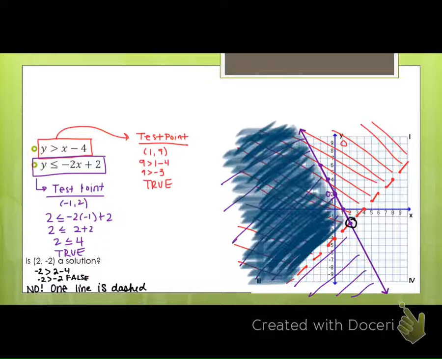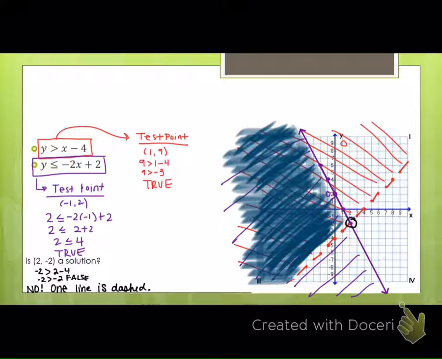And if we have a dashed line, that is not part of the solution set. Remember, it means not included.